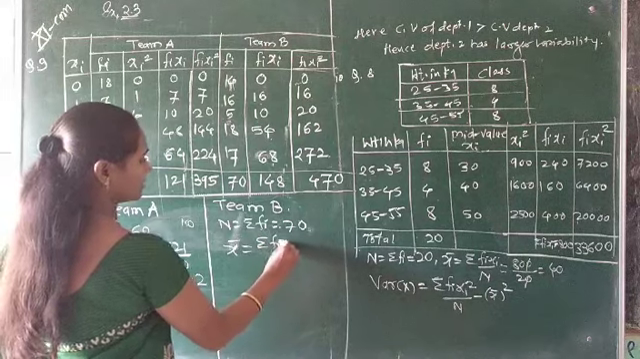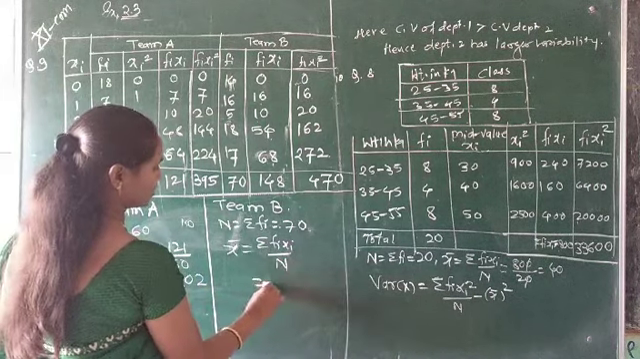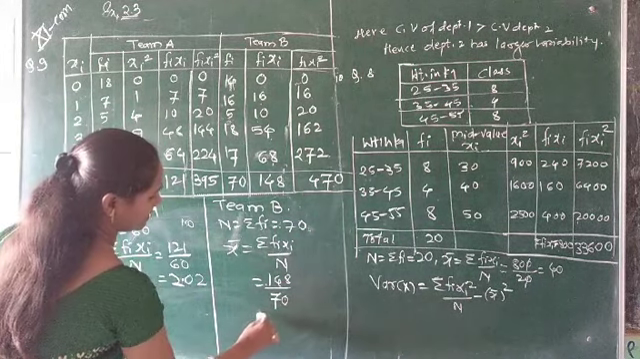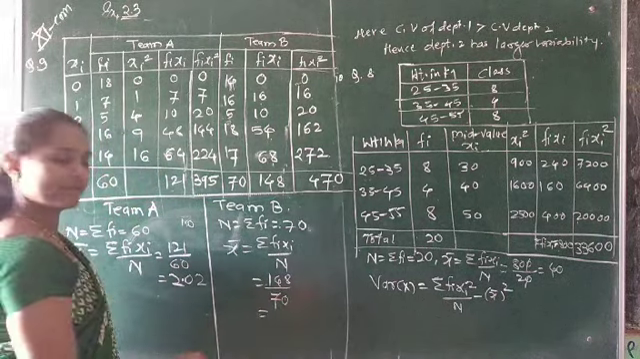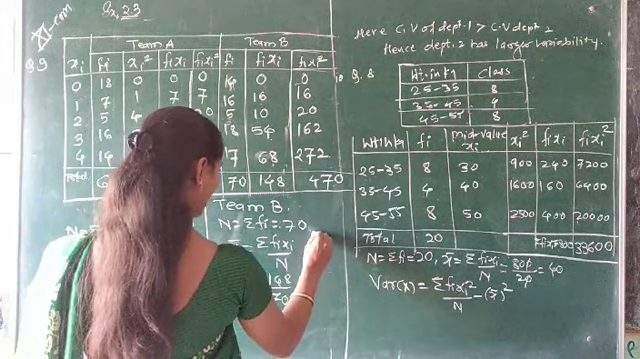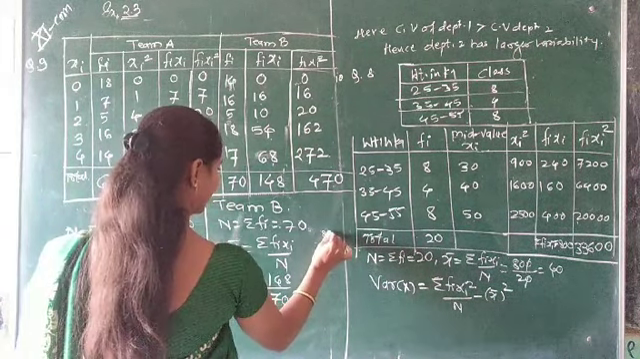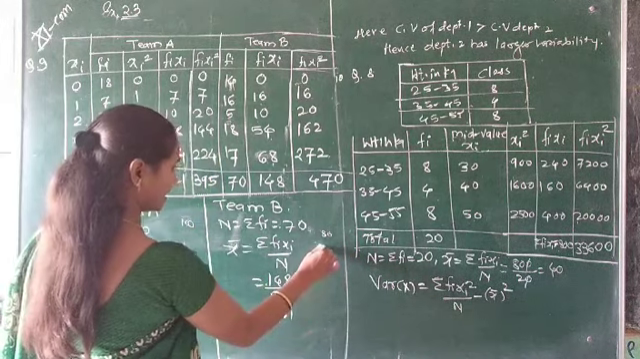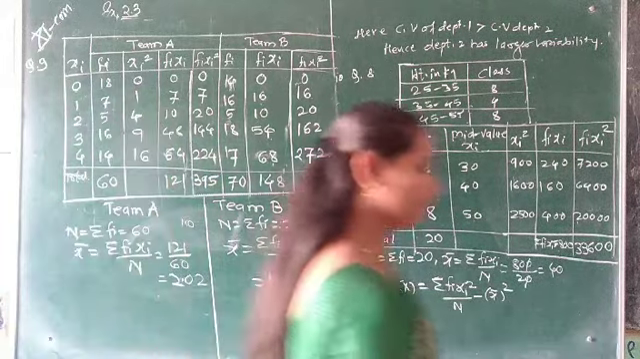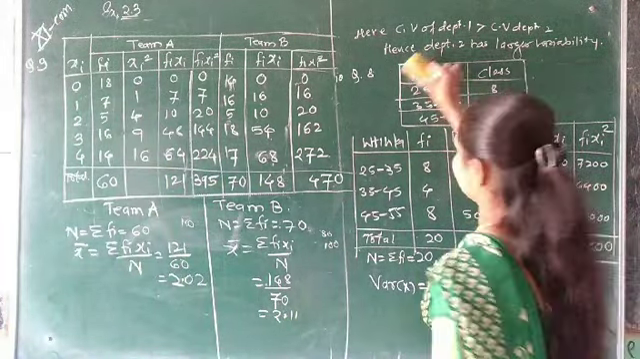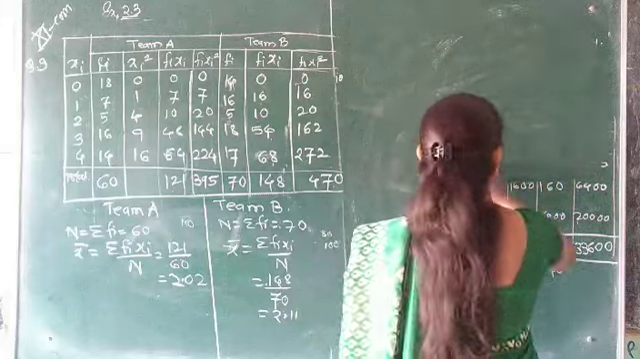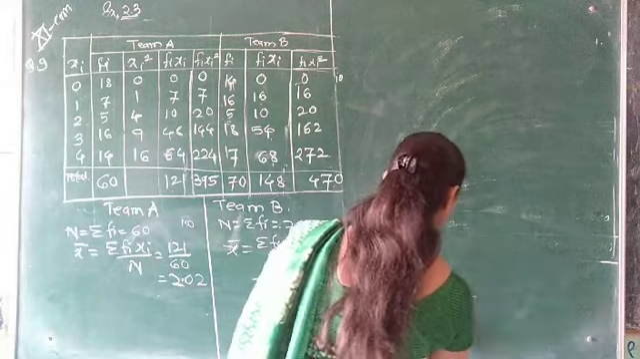Therefore for team B, mean is summation fi xi upon n, which is equal to 148 divided by 70. If we divide, 70 twos are 140, then it is 8. Again we get a decimal, then it is 10, then it becomes 100. That is 2.11. First we find the mean of team A and team B. Now we find the variance for both team A and team B.